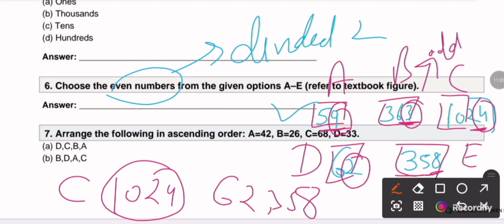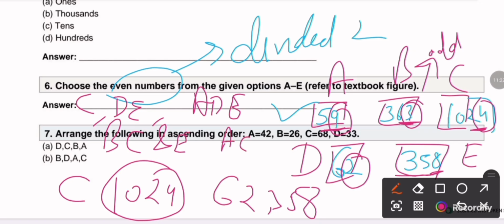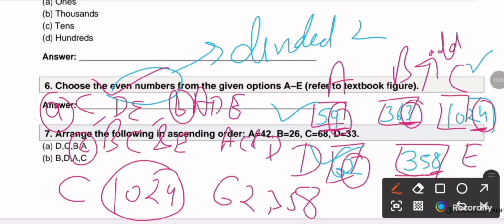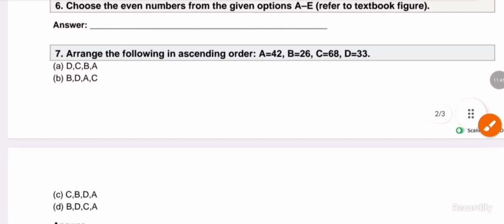Okay, so the options are also not mentioned here. So I'm writing the options here: C, D, E; A, D, E; B, C, E; A, C, D. So C, D, E. This is the right option, because we have solved it. So which option is right? C, D, and E. So go to the next question.